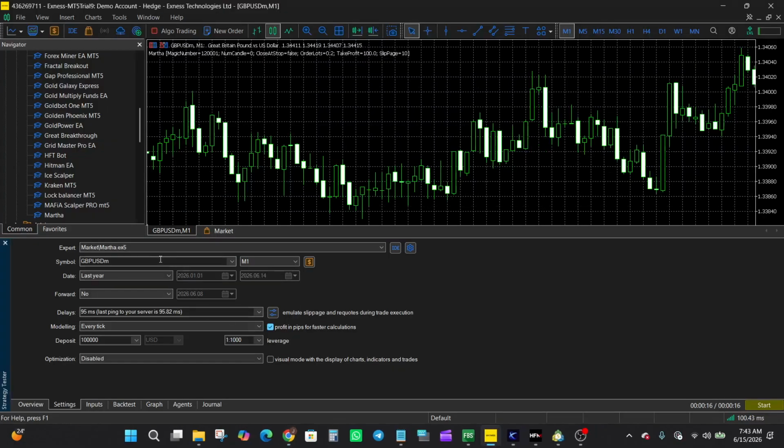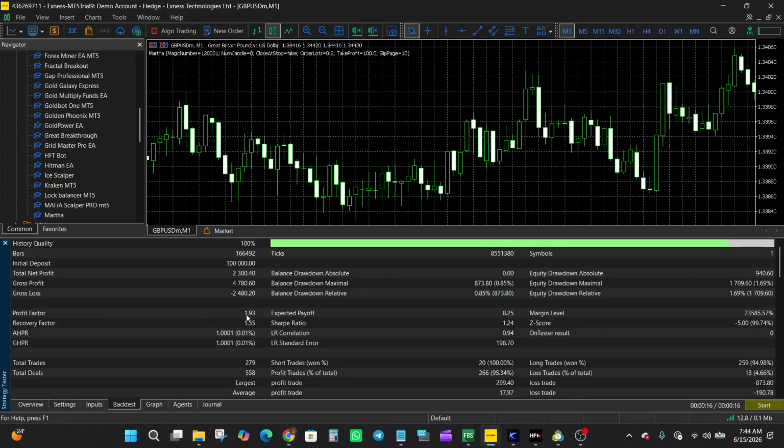Let's see how the Martha EA performed on GBP USD on the M1 time frame as recommended, and we are testing from the beginning of 2026 till date. All right, and now as for the delays, we are using the last ping to the server. All right, and we are using the every tick modeling. Okay, now looking at the back tested results, I can see that from an initial deposit of $100,000, the total net profit made was 2,300.4.